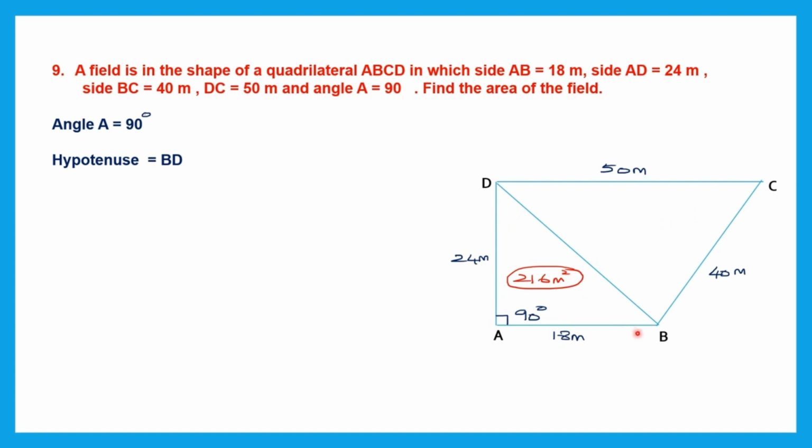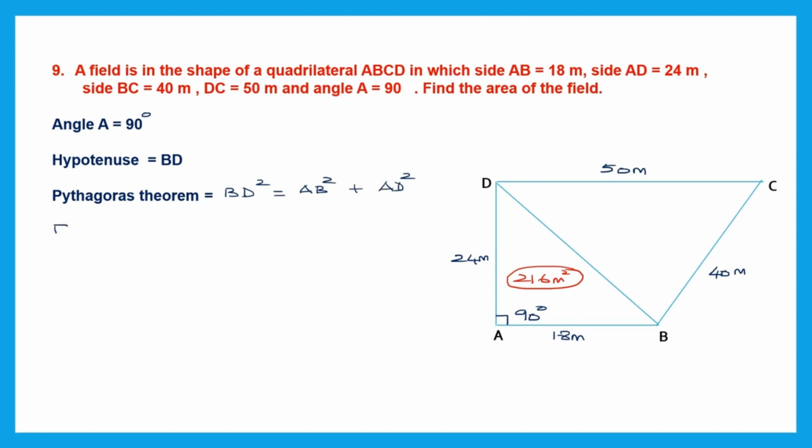So let's find the measurement of BD, and we're going to use the Pythagoras theorem, which says that BD, that is the hypotenuse, BD square is equal to the sum of the squares of the other two sides, that is AB square plus AD square. So like this, we'll be able to find BD square. Okay, so let's do that.